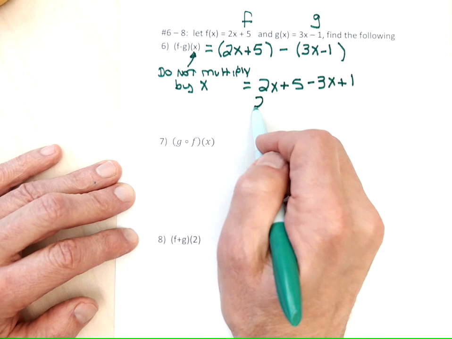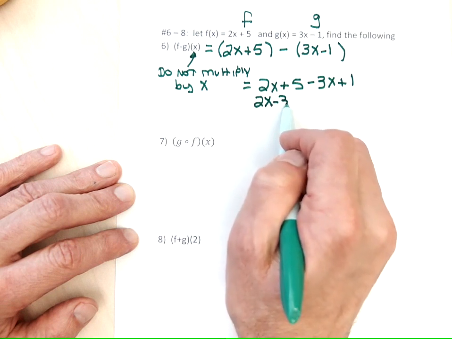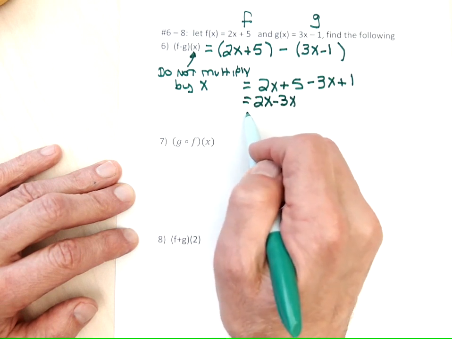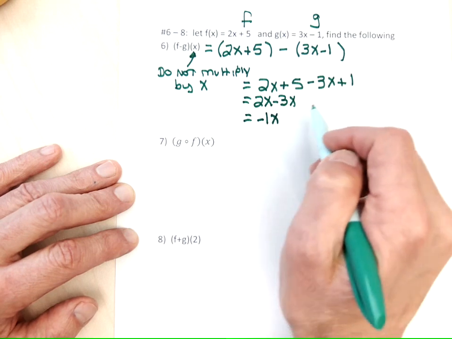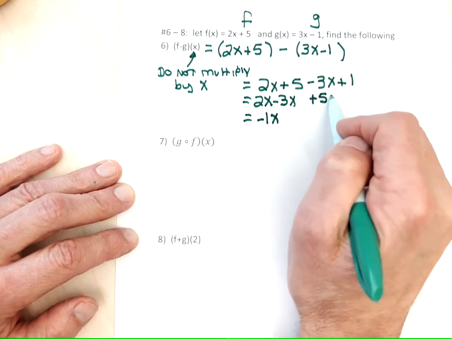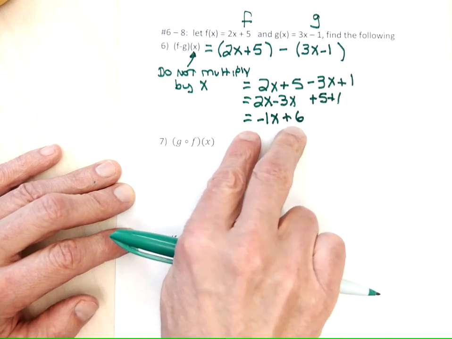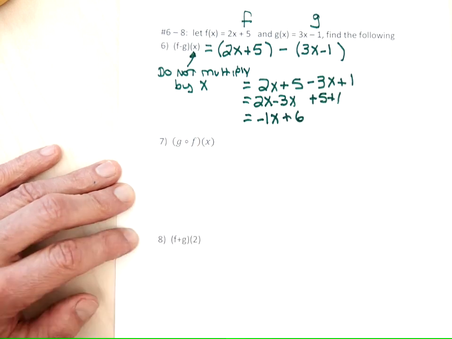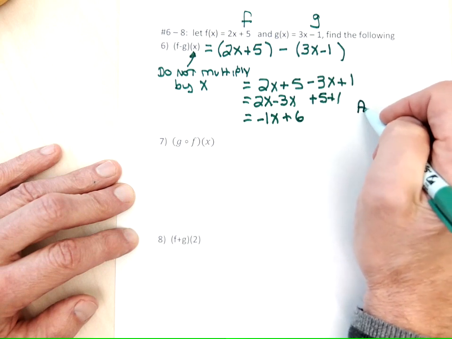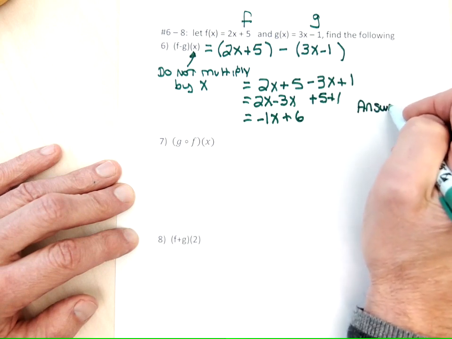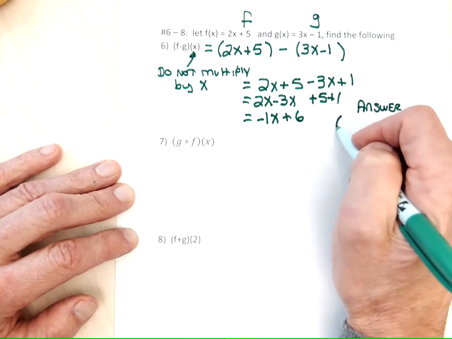I'm going to take the 2x and minus the 3x and get minus 1x, and then the plus 5 and the plus 1, and get plus 6. So this is kind of my answer. Probably wouldn't need to write the negative 1 in front of the x. And I can or can't, depending on what I prefer, write the original problem with the answer or not.